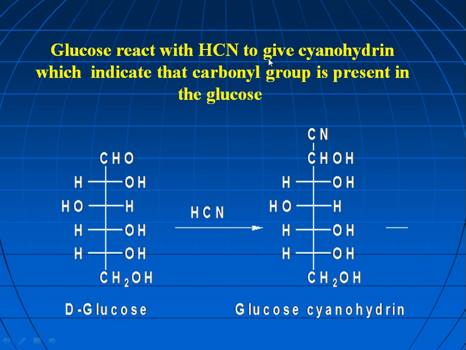Glucose reacts with hydrogen cyanide to give cyanohydrin, which indicates that a carbonyl group is present in glucose. Hydrogen cyanide reacts with the aldehyde group, and the aldehyde group is part of the carbonyl group, which shows the nucleophilic addition reaction, and the final product is glucose cyanohydrin. So again, this reaction indicates that glucose contains a carbonyl group, which is basically an aldehyde.